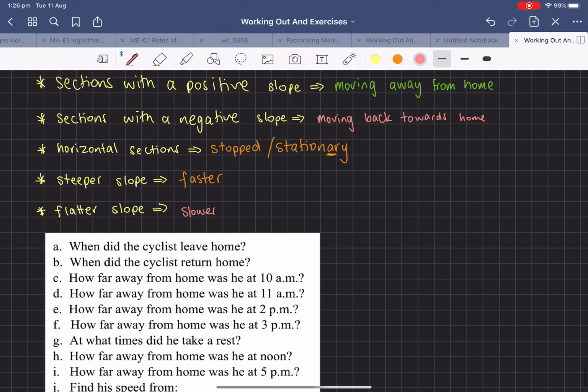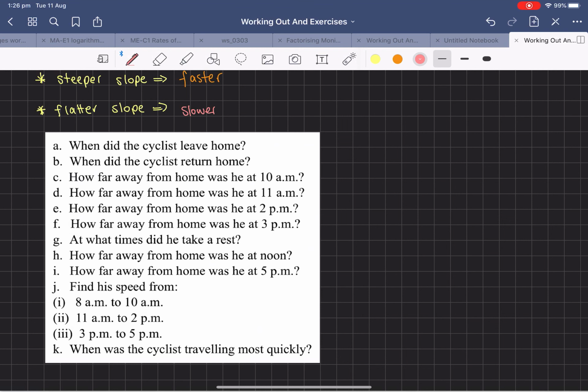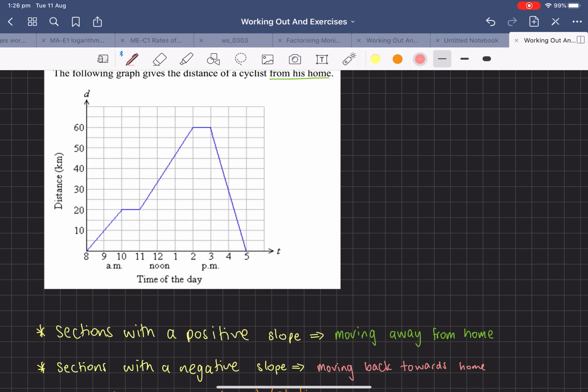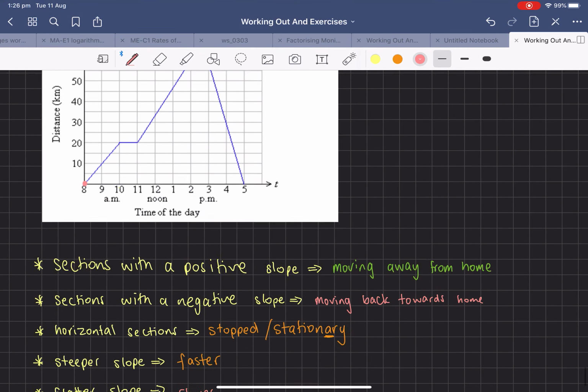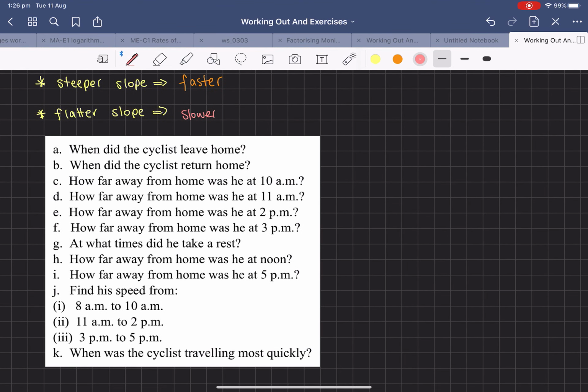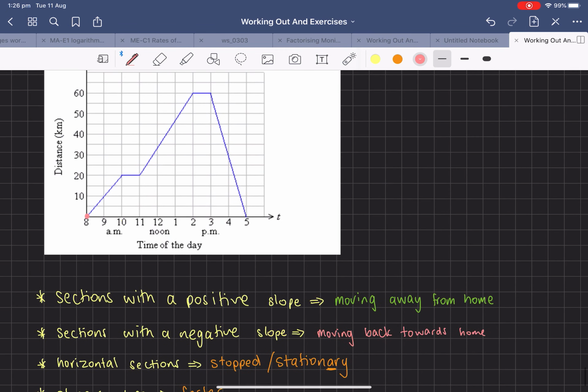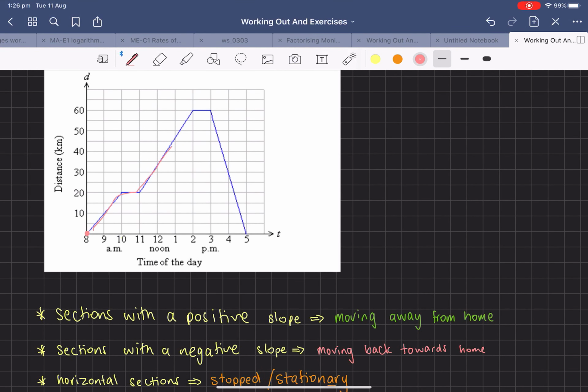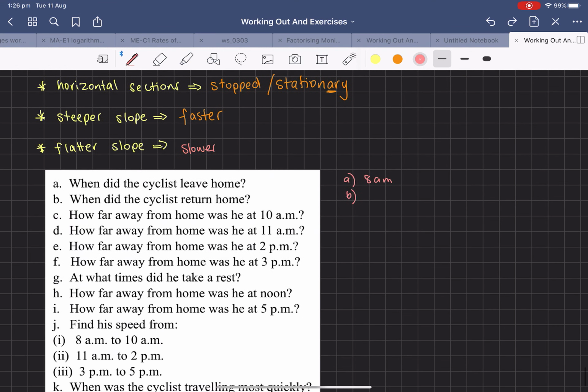Let's have a look. It says, when did the cyclist leave home? Well, we can see that he started at home at 8 o'clock and that's when he started to travel. So the answer is 8 a.m. When did the cyclist return home? So he went for his cycle and he came back home at 5 p.m. So he got home at 5 p.m.